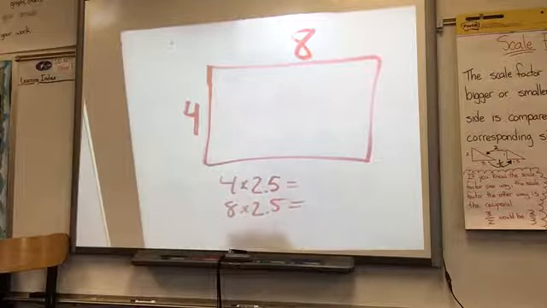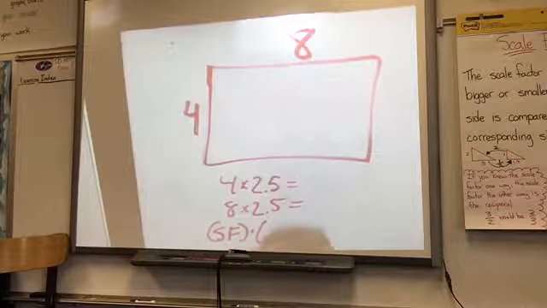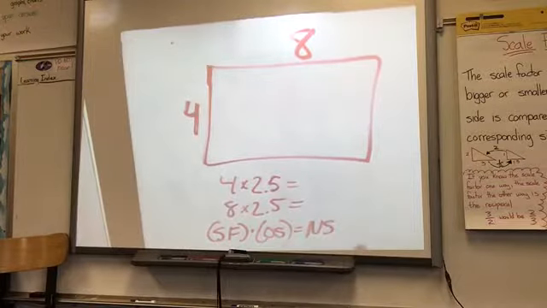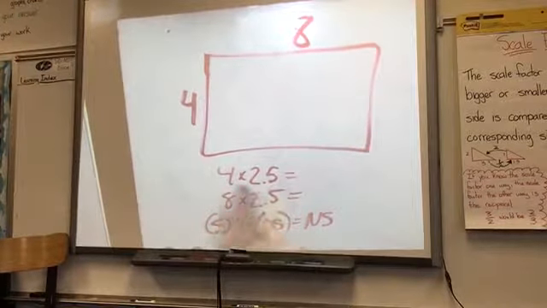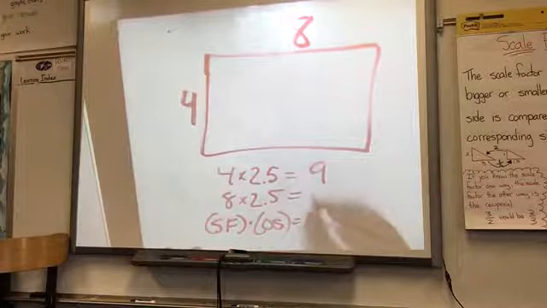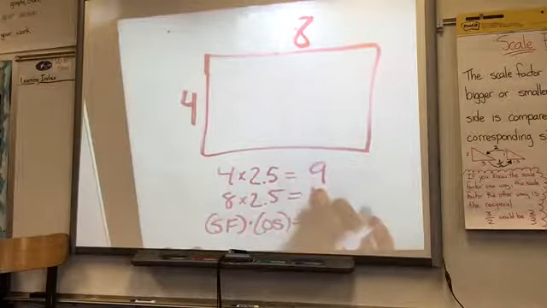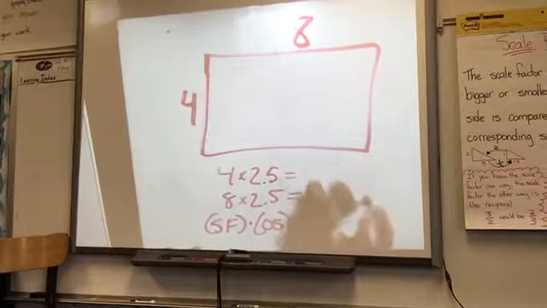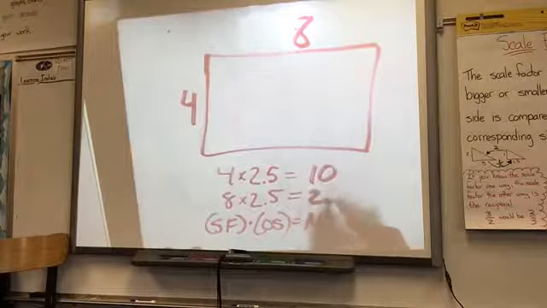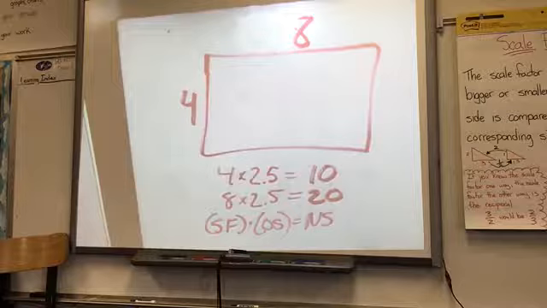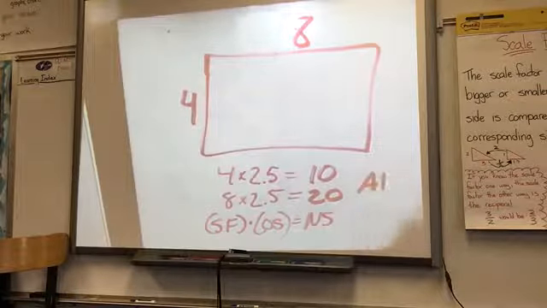You remember the algorithm. The algorithm was scale factor times original side equals new side. So here I get 9. Here I get, no, you get, whoops, 10. 10 and 20. So that's your answer to A1.